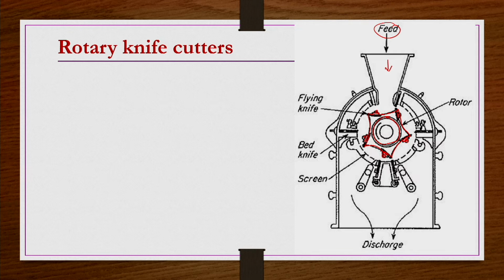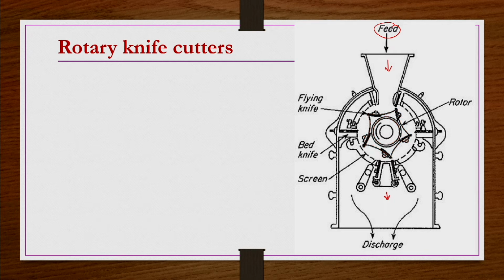The particles will be continuously undergoing size reduction, because there is a screen at the bottom at the discharge. Whatever meets the specified size, those undersized particles are taken to the discharge, whereas the oversized particles will stay inside the machine and undergo further size reduction by these flying knives. That is the basic principle in these rotary knives.